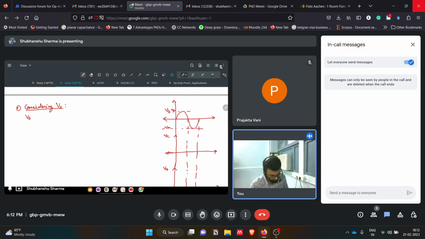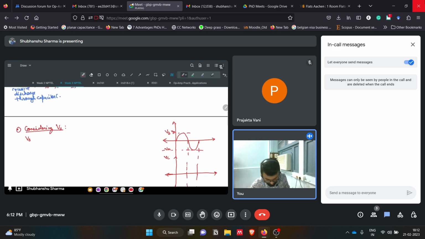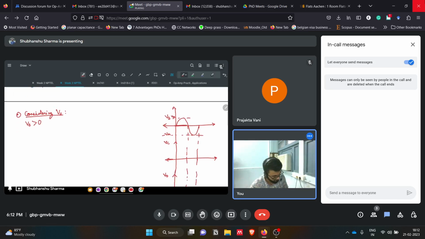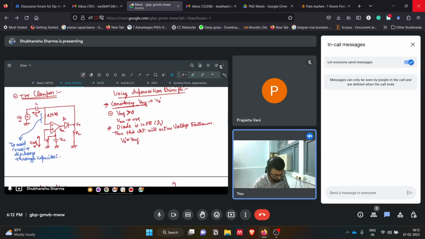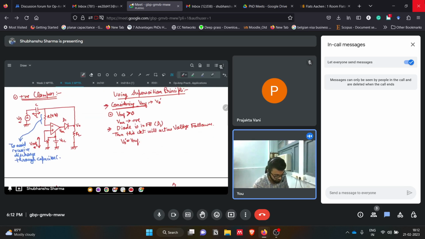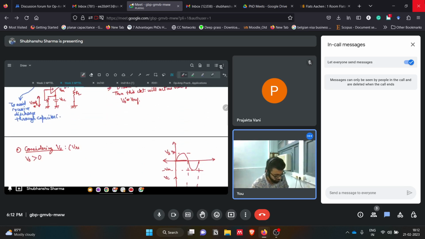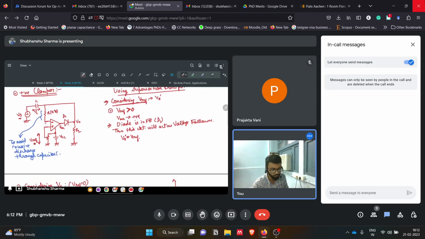Now we are considering the first case where V1, or we can say Vs, is greater than 0. This first case, this one. So when Vs is greater than 0, let's analyze this circuit. The negative side of the op amp will be this side. Because now we are not considering Vref, Vref here is 0, as we are using the superposition principle.